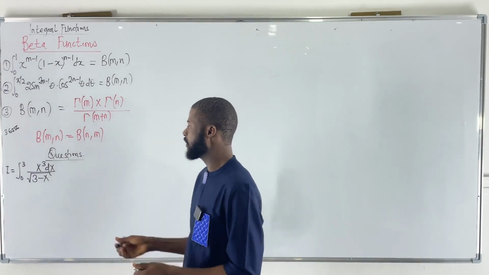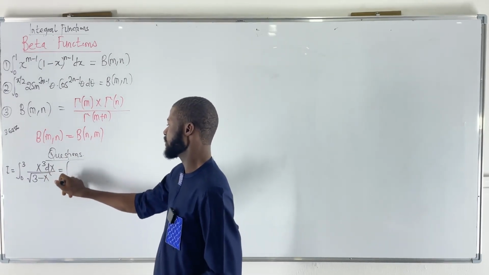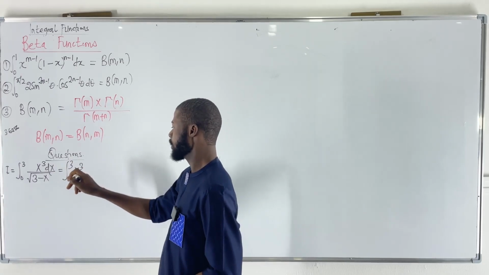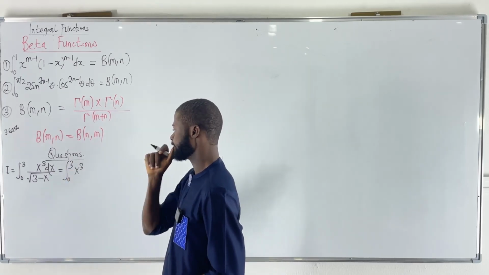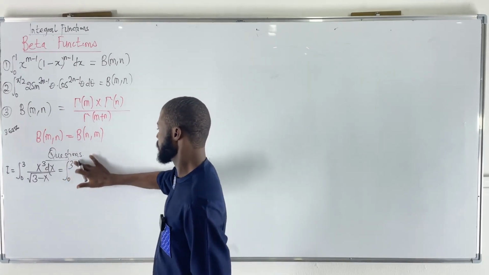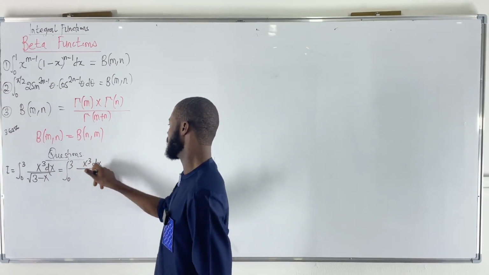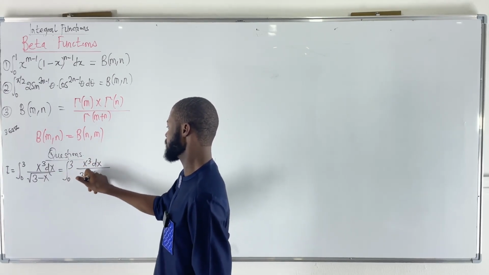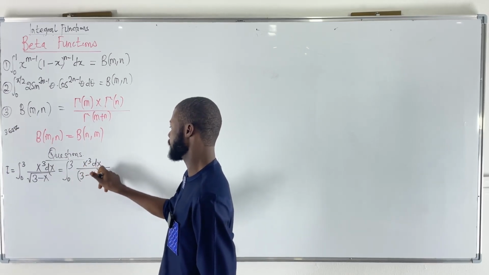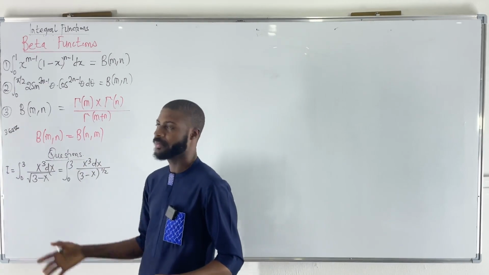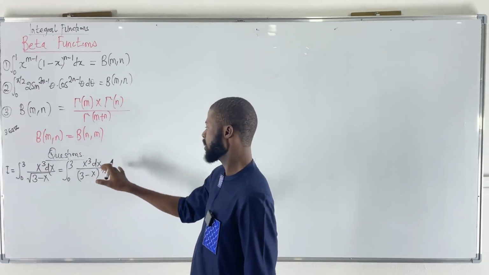So, first of all, let me rewrite this as the integral from 0 to 3 of x cubed dx divided by (3 minus x) all raised to the power of half, because the square root means the power of half. So that's what we have.